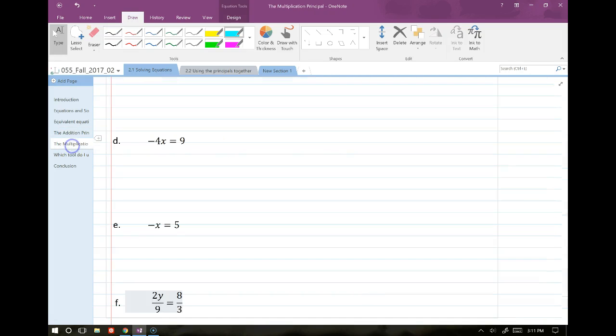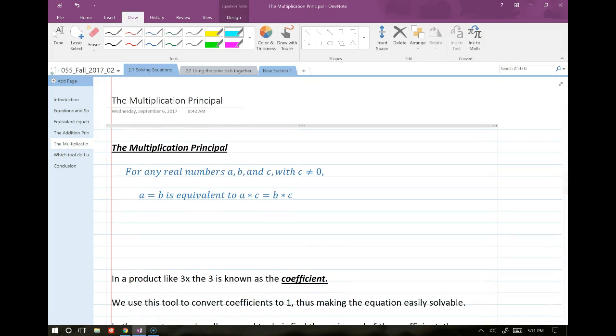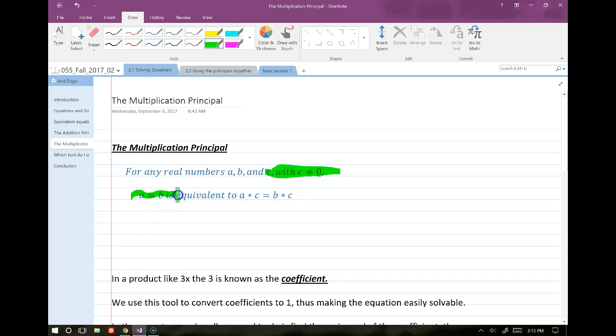So how about the multiplication principle? This is right along the same lines. In the last example, things were attached with addition, and so we used addition to get rid of them. In these examples, things will be attached with multiplication, and so we're going to use multiplication to get rid of them. So the multiplication principle says, for any real numbers A, B, and C, with C not equal to 0, A equals B is equivalent to A times C equals B times C.